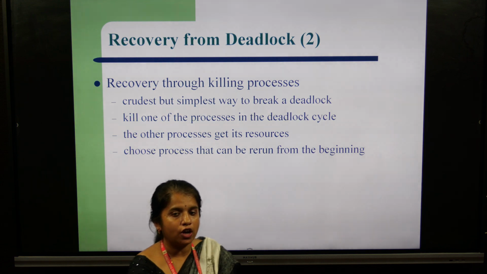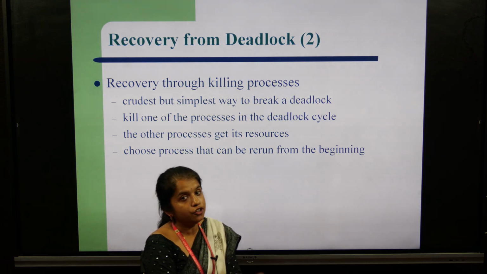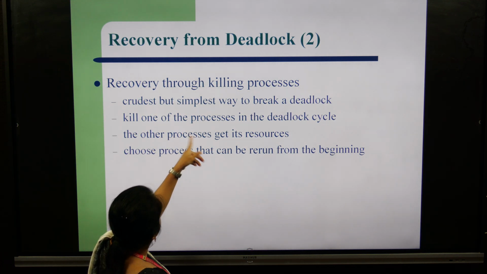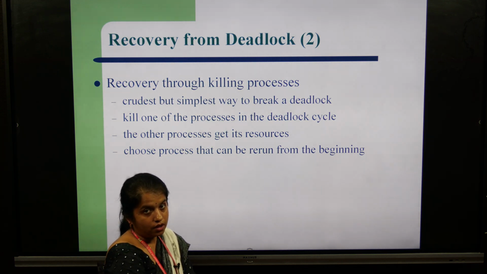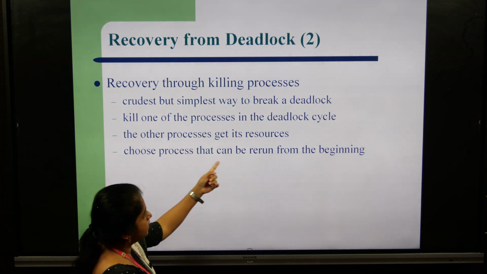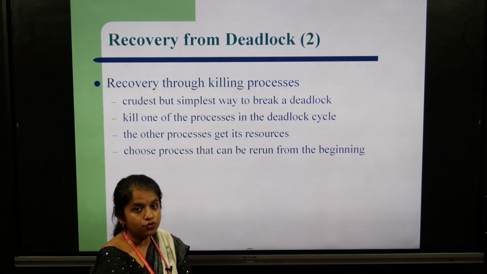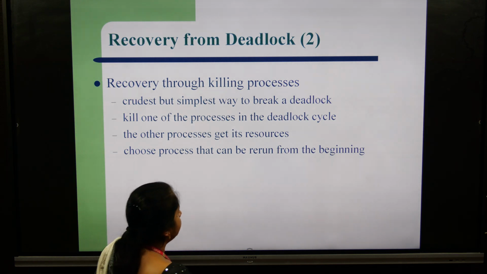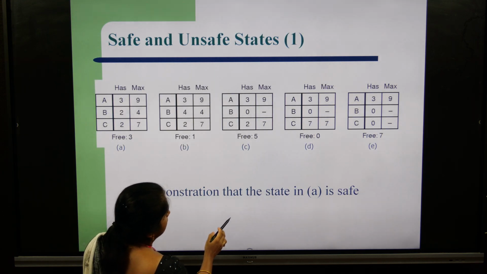Here, if we want to avoid a deadlock or if we want recovery, then you're going to kill one process, or kill one of the processes, and the other process gets its resource. Then choose a process that can be rerun from the beginning. The process which we are selecting to kill should be one which can be rerun from the beginning. These are the graphs.